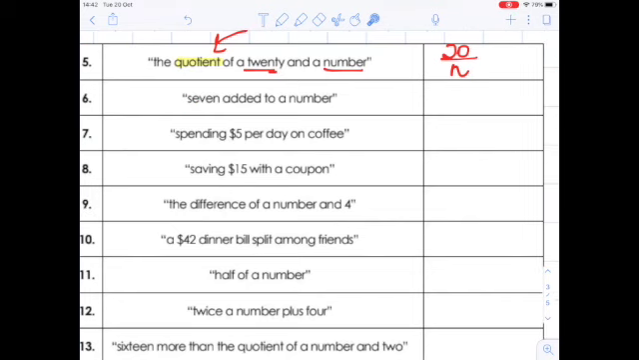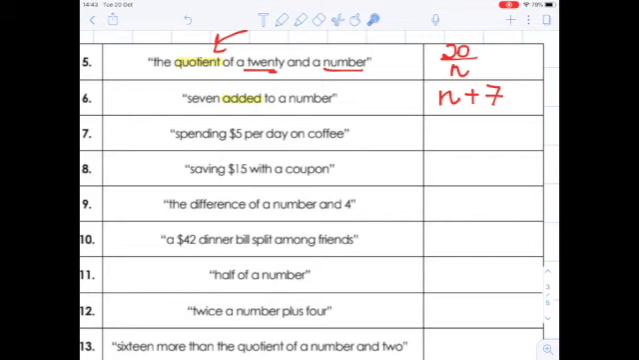Number 6, we have 7 added to a number. Once again, I'm going to highlight the word that's telling me the operation I'm going to do. So I have 7 added to a number. And some people want to write out 7 plus n. And 7 plus n will work in this case, but the correct way of writing it would actually be the other way around, because we have a number first, and then we have 7 being added to this number. So we have a number, and we're adding 7 to this number, okay?